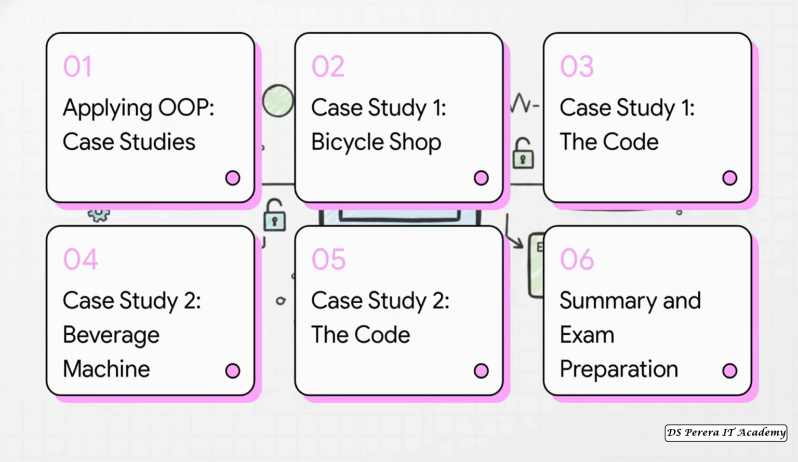So here's what we have planned for today. First, we'll quickly touch on why case studies are such a great way to learn. Then we'll get into our first big example, the bicycle shop. We'll break down the requirements, then build the Java code for it piece by piece. After that, we'll take everything we learned and apply it to a second case study, a beverage machine, to really solidify those concepts. And to finish up, we'll do a quick summary and even look at some potential exam questions to make sure you're feeling confident.